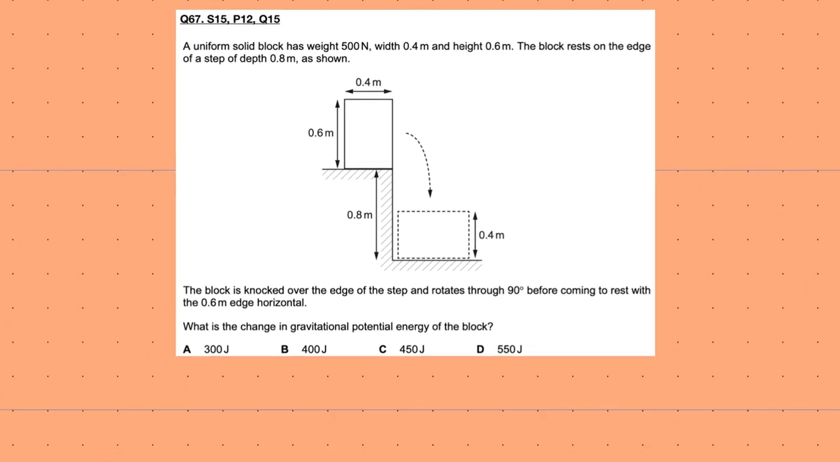Okay, this is another common type of question. A uniform solid block has weight 500 Newton, this width, this height. The block rests on the edge of a step of depth 0.8 meters as shown. The block is knocked over the edge of the step and rotates to 90 degrees before coming to rest with the 0.6 meter edge horizontal. So it didn't just move down, it toppled over. What is the change in GPE of the block?